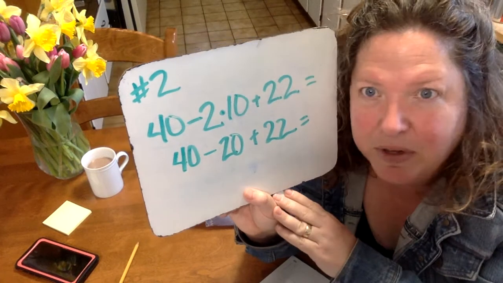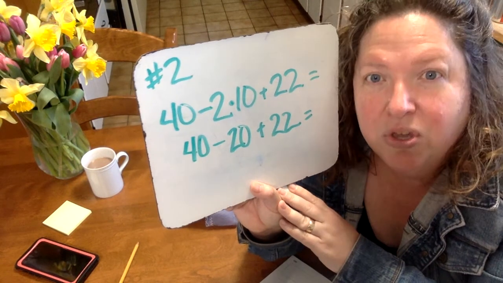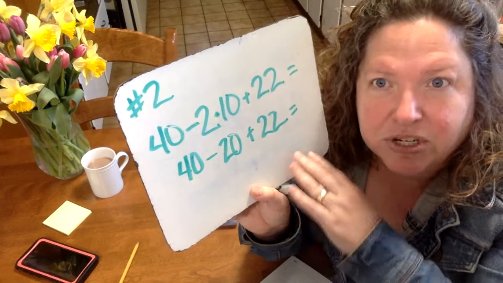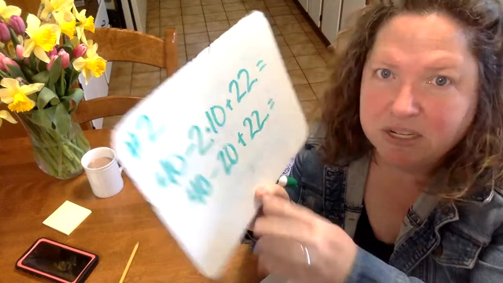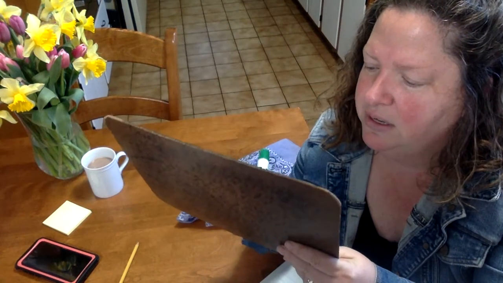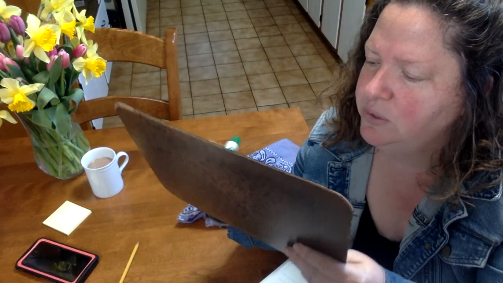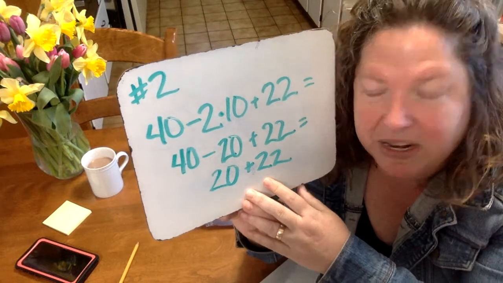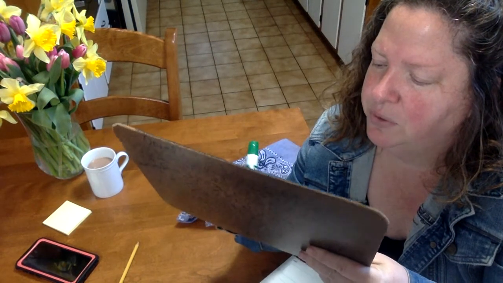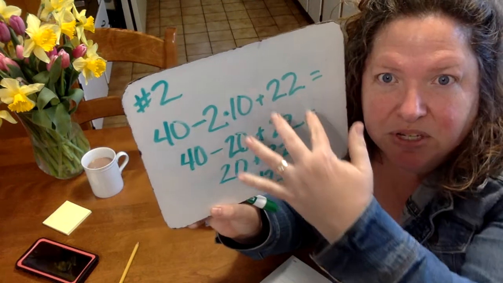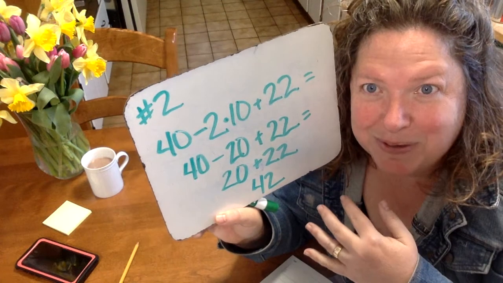We don't have any more multiplication and division. We took care of that. The only thing we're up to is addition and subtraction. So we go left to right. So 40 minus 20 is 20. And we still have that 22 left. And now we have 20 plus 22 is 42. If you write it going straight down like this, it really helps you stay organized.